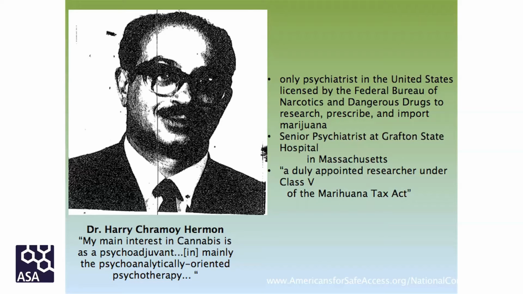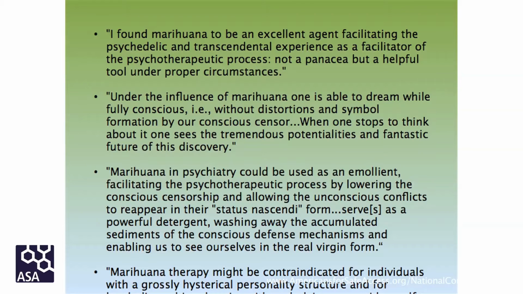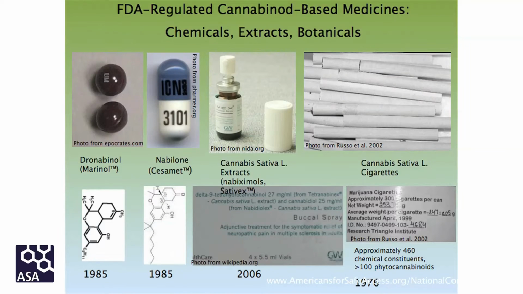And in this article, he described his interest in using cannabis as a psychoanalytically oriented psychotherapy adjuvant. These are just some of the things that he found in his research, that it could be used as an emollient, lowering conscious censorship, et cetera. So this was another form of research that was going on before the 1970 law was passed.